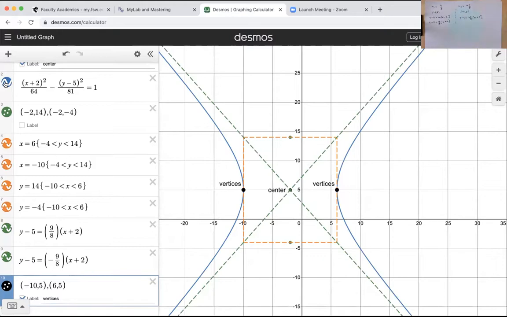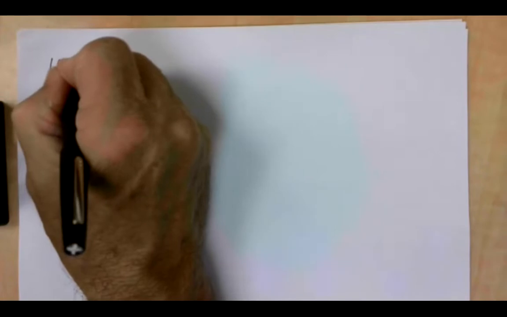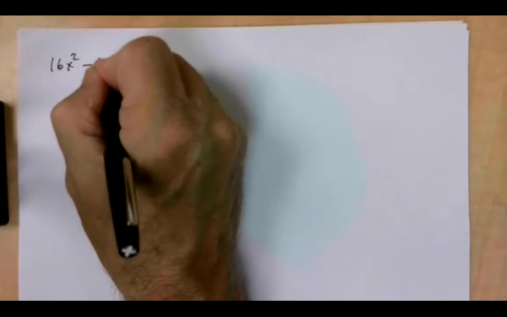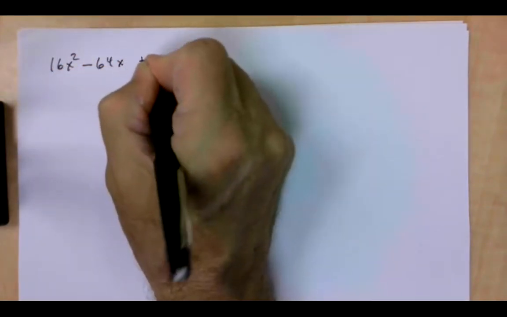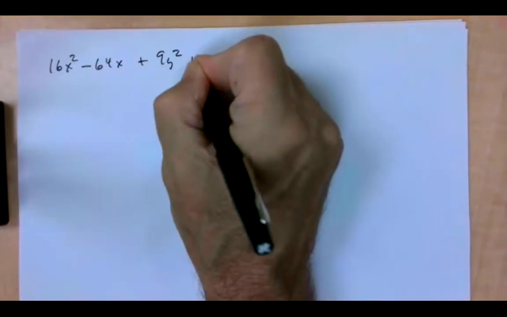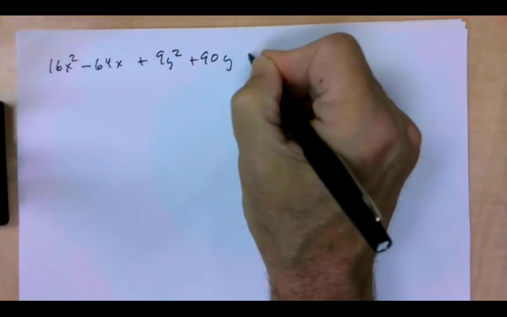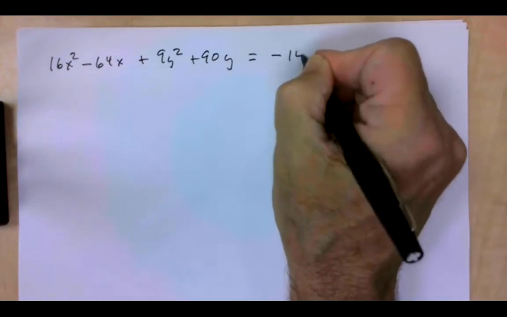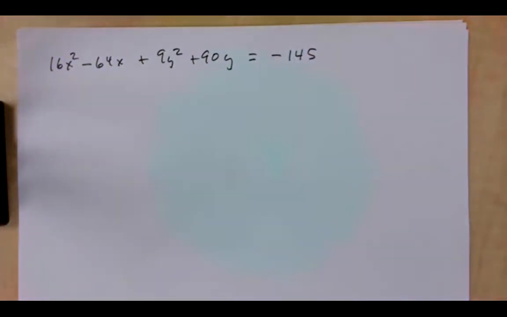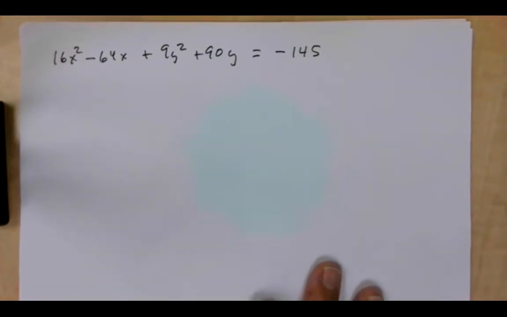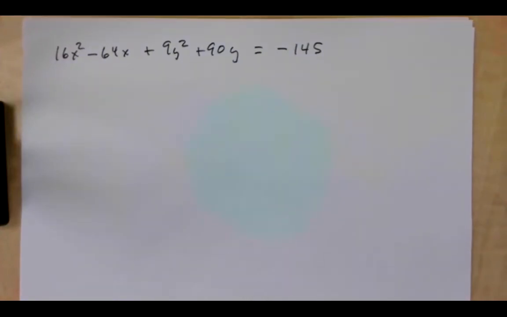All right. What I want to do next is take a look at the following. We're going to look at 16x squared minus 64x plus 9y squared plus 90y equals -145. And our goal is to graph this eventually and to do the analysis that we need to do.